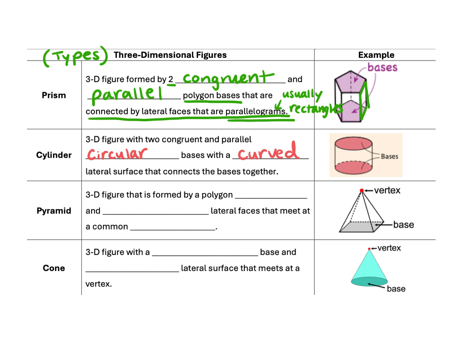A cylinder is kind of like a prism because it has two congruent and parallel bases, but with a cylinder, the bases are always circular. And it has a curved lateral surface that connects the bases together. Because of the curved lateral surface, a cylinder does not have any edges, and it also does not have any vertices.